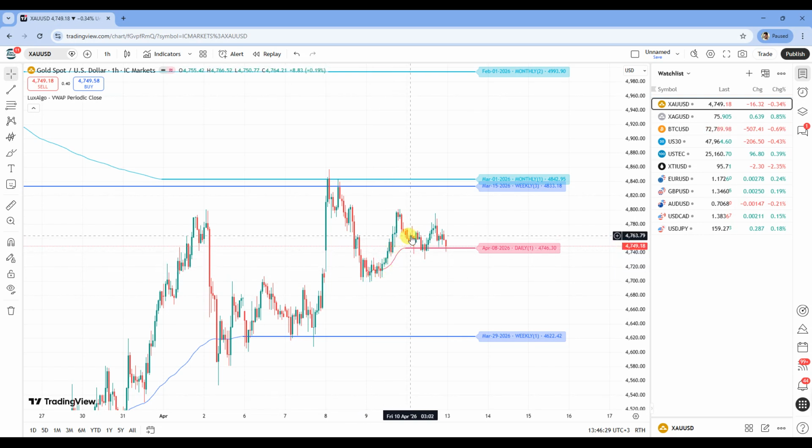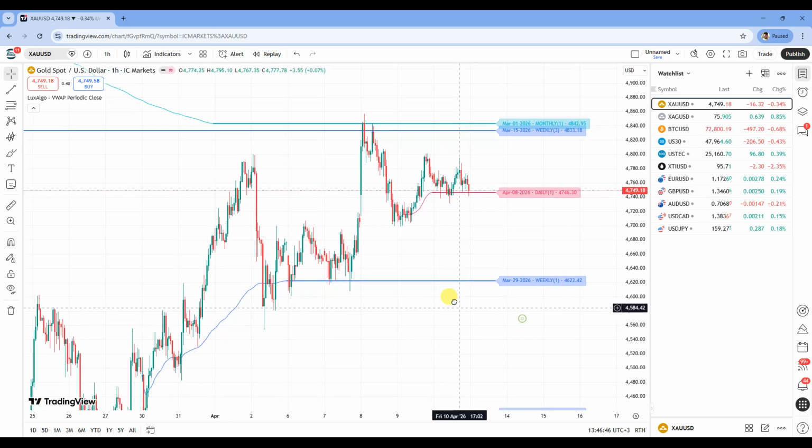As you guys just see over here, every time it is touching the VWAP line, it goes up again. So if the trend is going to change, it's going to move down, and then it's going to kiss the VWAP line again. Then again it's going to go down. It's going to kiss the VWAP line again. Again it's going to go down.